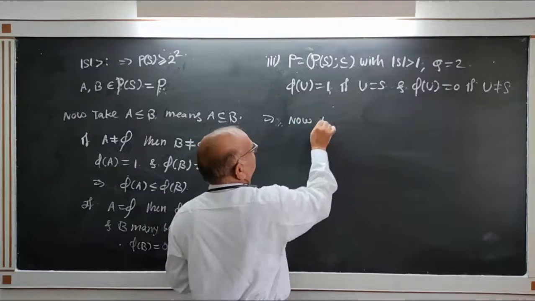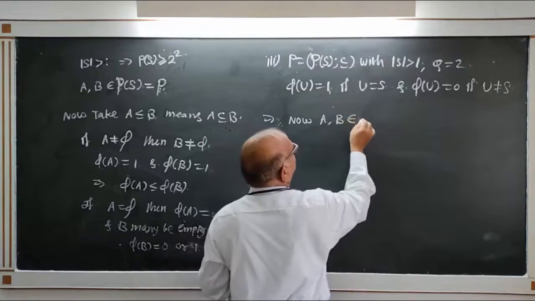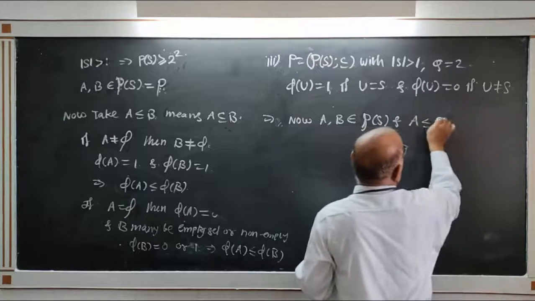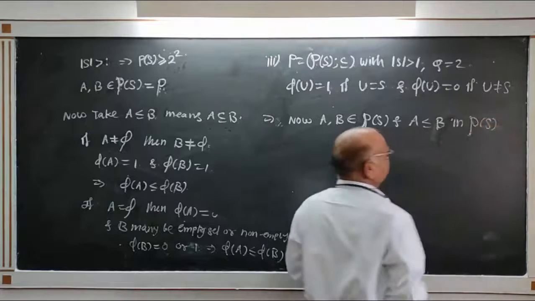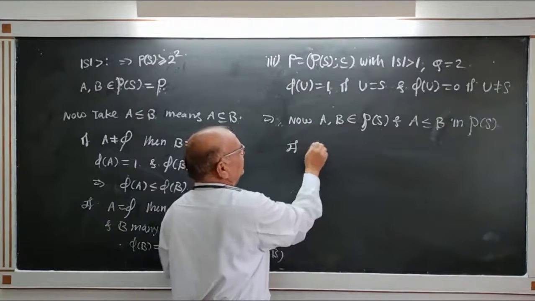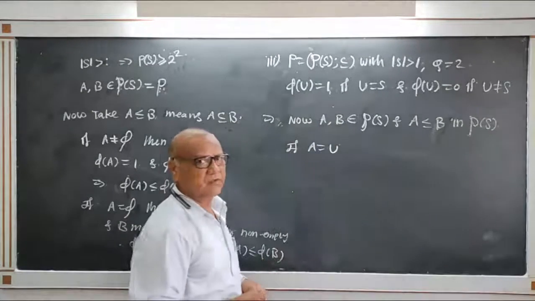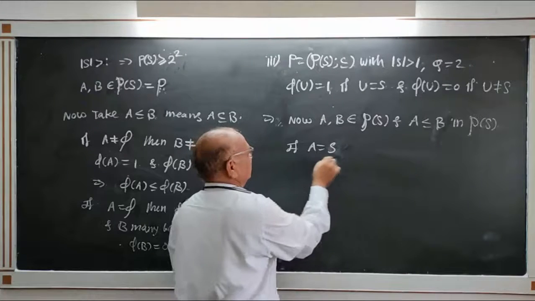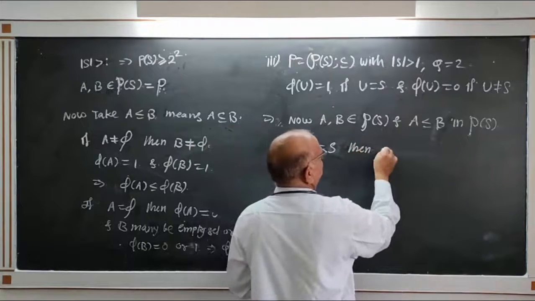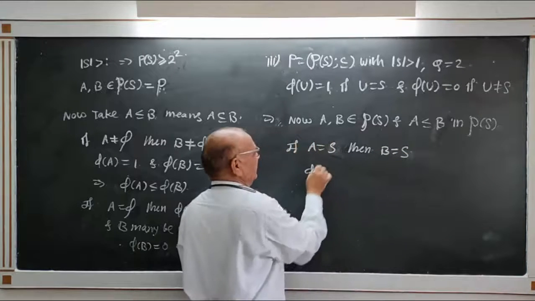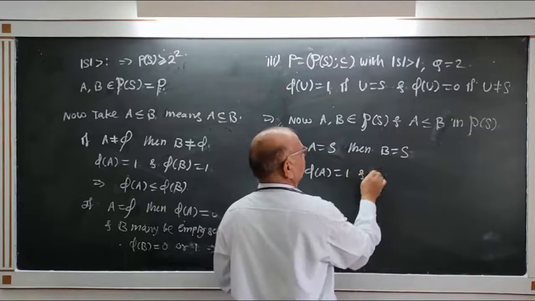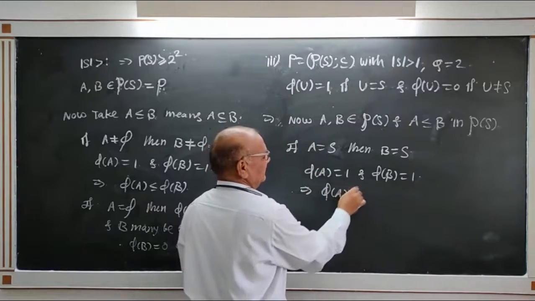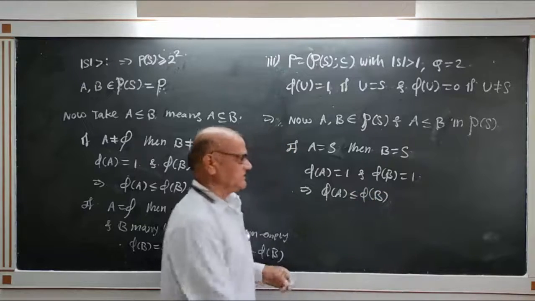Now, A, B belong to the power set of S, and A is related to B in the power set of S. If A is equal to S, then B is also equal to S. Phi of A is equal to 1 and phi of B is also equal to 1, and this gives phi of A related to phi of B. That means it is satisfied.